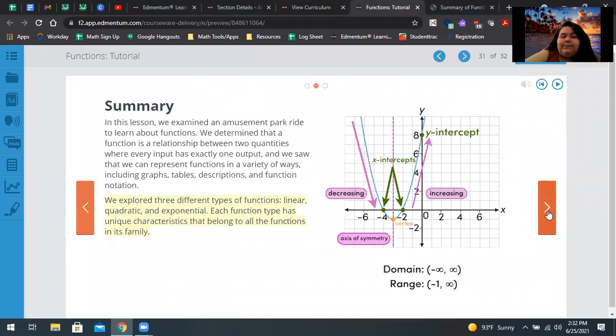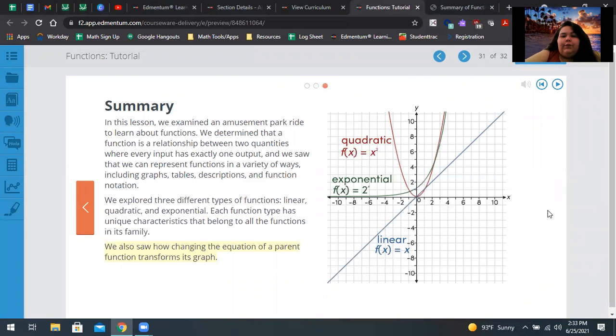That's just a little glimpse. Another thing we saw was domain and range and their key features, x-intercepts, y-intercepts. When is it increasing, decreasing? When are they positive, when are they negative? A lot of different things, a big overview. And the main ones that we saw were linear, exponential, and quadratic.